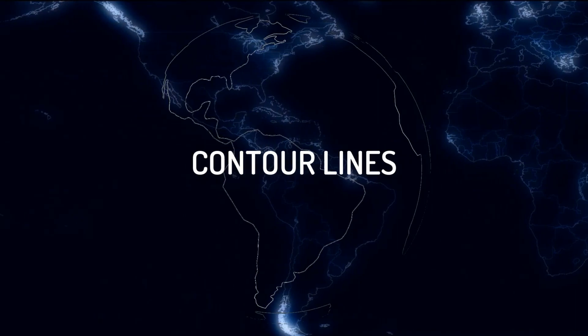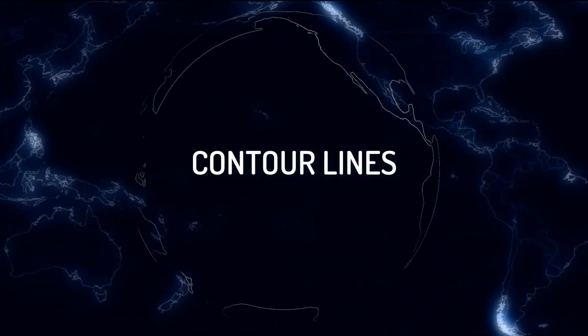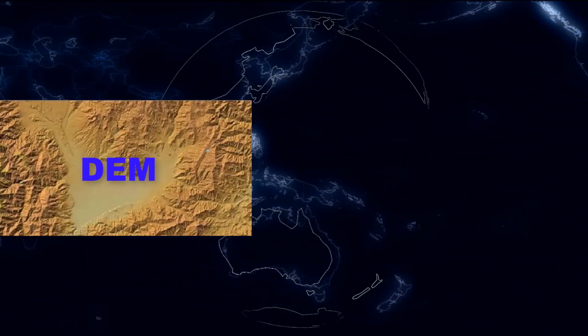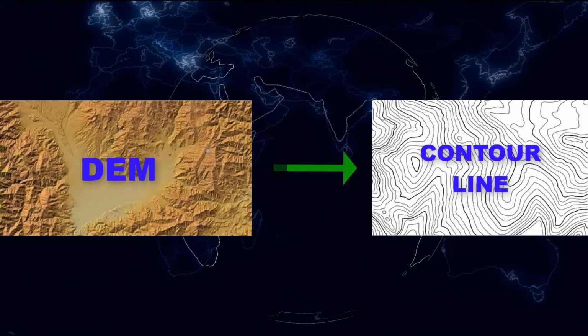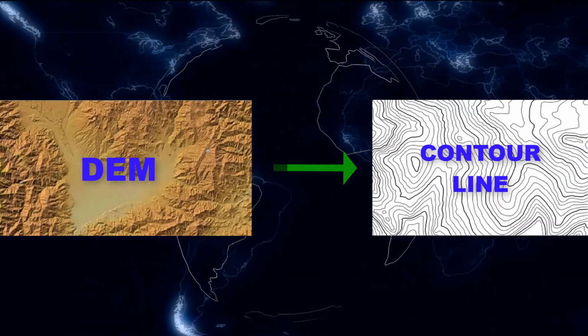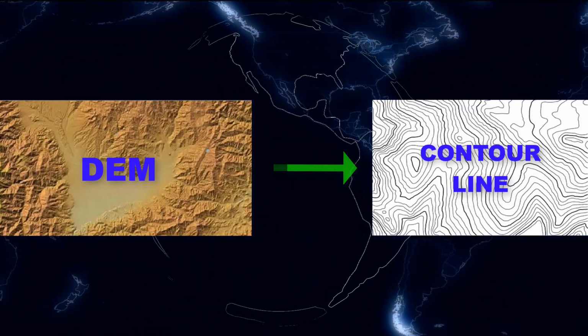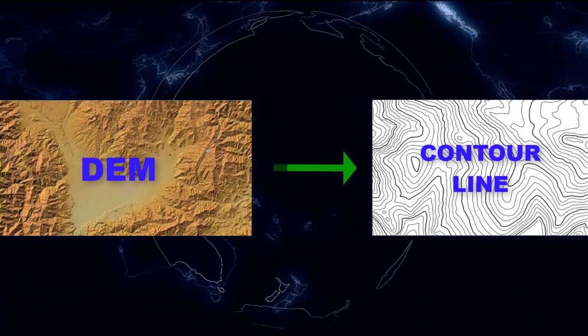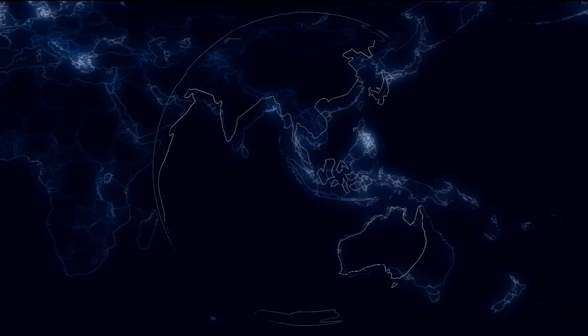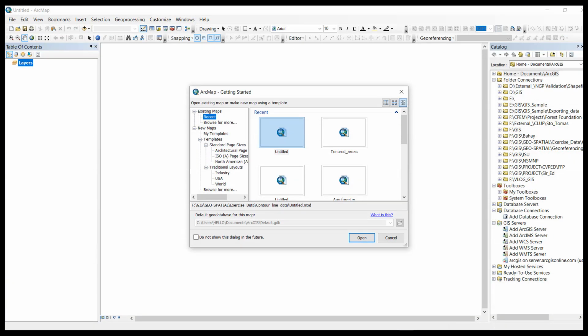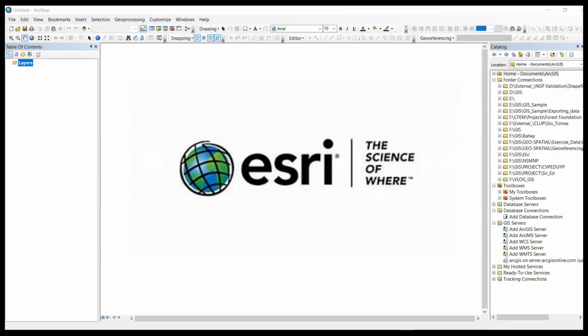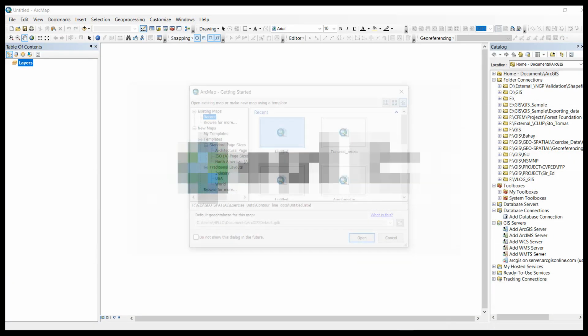In this tutorial you will learn how to generate contour lines using DEM files. DEM are digital elevation models which are raster data, available from different sources with different resolutions. We will use ArcGIS to process the data.